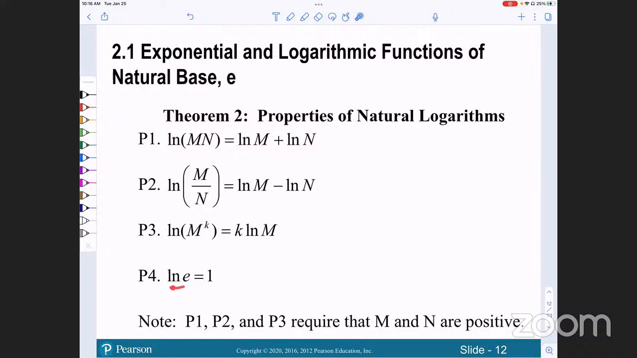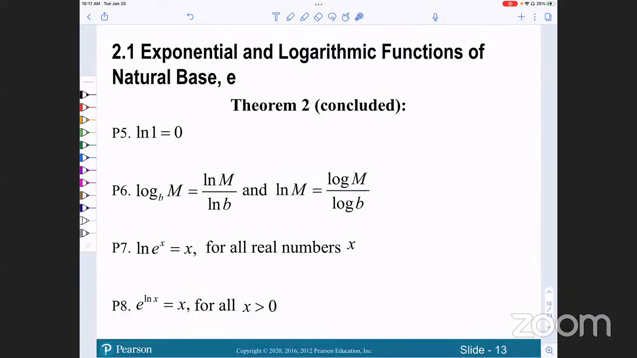Natural log and e cancel each other, so that's 1 there. Notice that there's also an implied 1 on the e. So if you use property 3, the 1 can come down, natural log and e cancel. Properties 1, 2, and 3 require that m and n are positive. Okay. The natural log of 1 is 0.